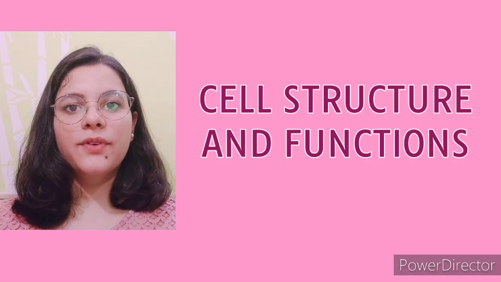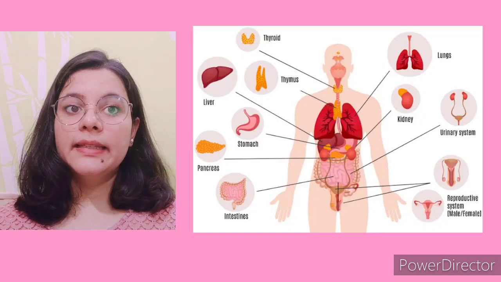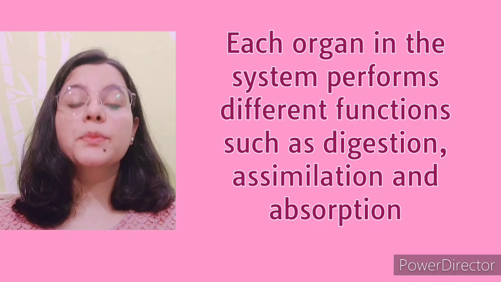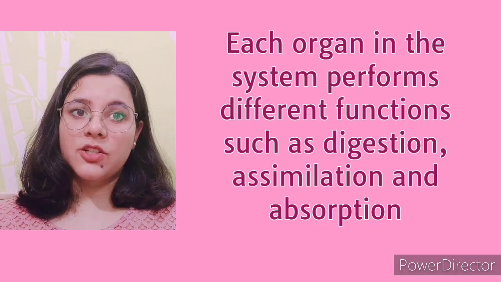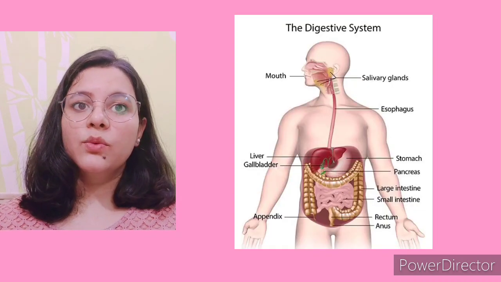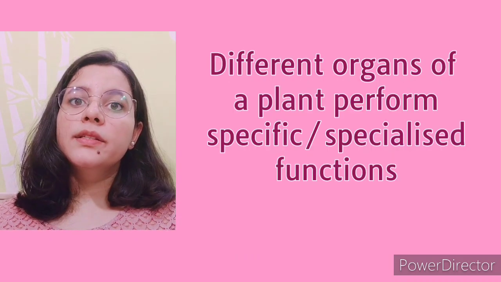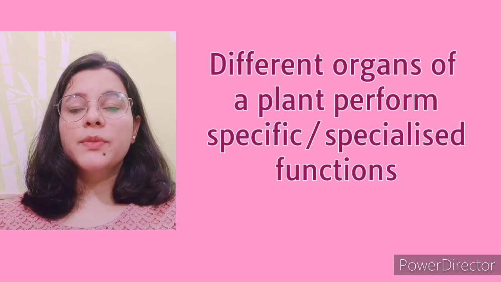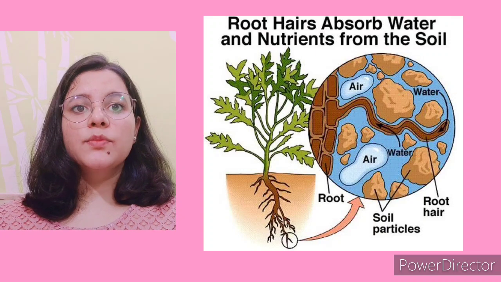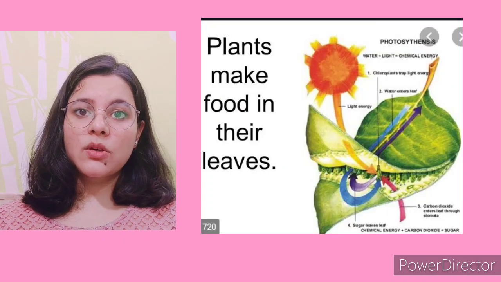The cell structure and function. We have learned that each living organism has many organs and these organs together form an organ system. Each organ in the system performs different functions such as digestion, assimilation, and absorption. For example, the digestive organs together constitute the digestive system. Similarly, different organs of a plant perform specific and specialized functions. Example, the root helps in absorption of water and minerals. The leaves are responsible for synthesis of food.